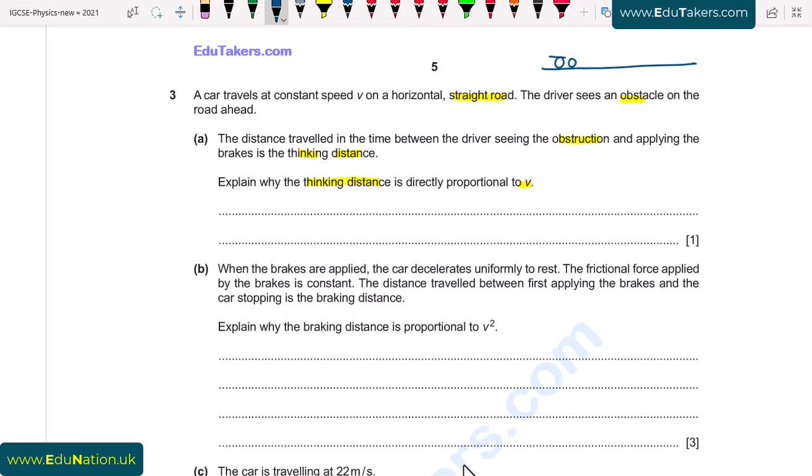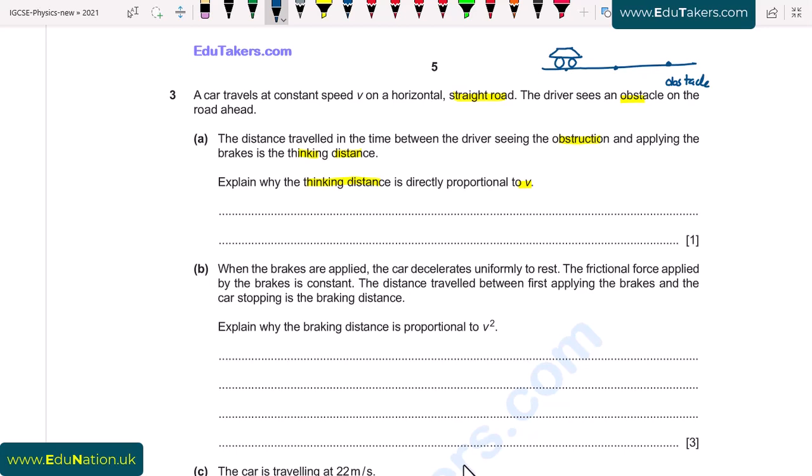The position of the car is this. So if I consider that at a point there is an obstacle, when the driver is driving a car, then he sees an obstacle in front of him. Then what will he do? First of all, he will think about what he has to do, then he applies the brake. The distance between where he sees the obstacle and where he applies the brake is the thinking distance.